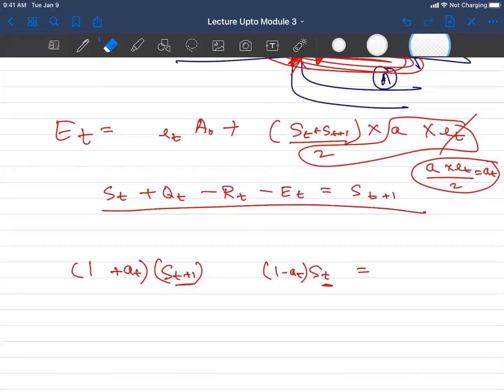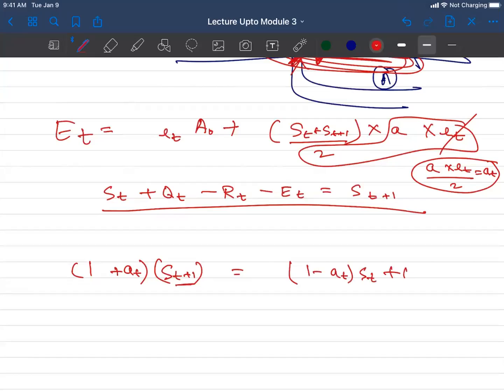Or let us write it on the other side again. These were the only two coefficients that we were interested in. So this becomes 1 plus 80. This becomes 1 minus 80 into S(t) plus Q(t) minus L(t) minus R(t). This L(t) is nothing but the E(t) 80 naught, right? Just for the sake of simplification and to be consistent with the notation of our textbook, that's what I'm using. Sounds good so far?